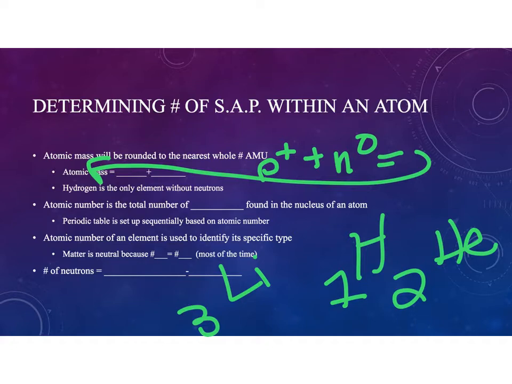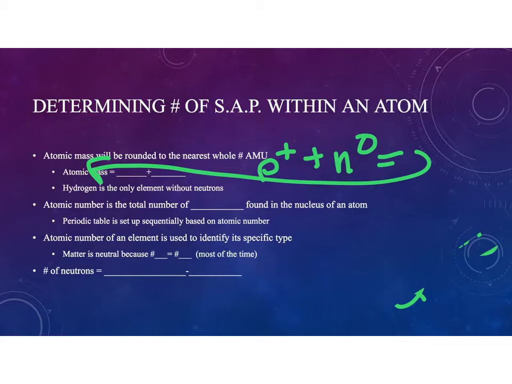Matter is neutral because in matter, protons equal electrons, therefore charge is balanced. So the number of protons equals the number of electrons, and plus ones and minus ones cancel out to give you 0. Basically, no net charge. That's most of the time.